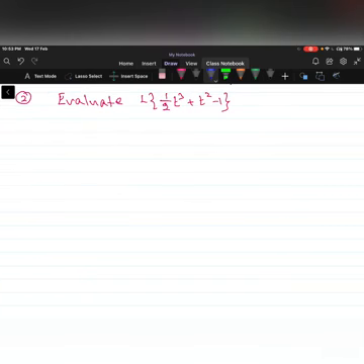Now let us consider the next problem. Evaluate the Laplace transformation of 1 by 2 into t cube plus t square minus 1. Here f of t is equal to 1 by 2 into t cube plus t square minus 1. Now let us take the Laplace transformation of f of t, where f of t is equal to this function.